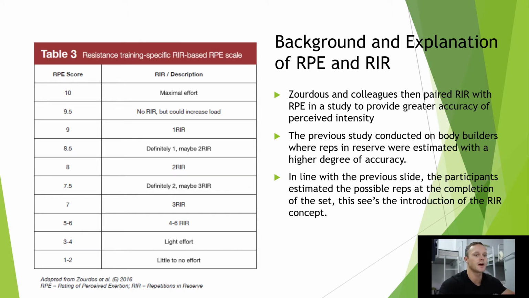Initially, this was done on bodybuilders, where reps in reserve were estimated with a high degree of accuracy. So the bodybuilders would go through their set, they'd estimate where they were at, 7 RPE, and how many reps they had. So they were able to gauge how far from failure they really were in those sets and have a good level of accuracy with the RPE and reps in reserve. And this is where we start to see the development of RPE and RIR together.